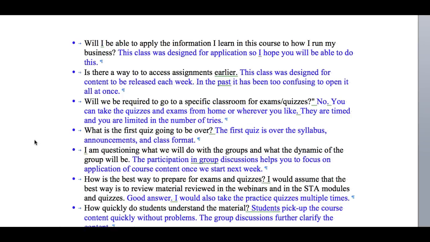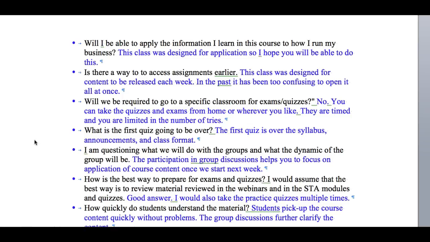What is the first quiz going to be over? This seemed to be a point of confusion for a few people because we didn't offer any course content during week 1. So the quiz for week 1 is going to be on the syllabus, the announcement, and the class format. In other words, we're only quizzing based on information that was presented to you.